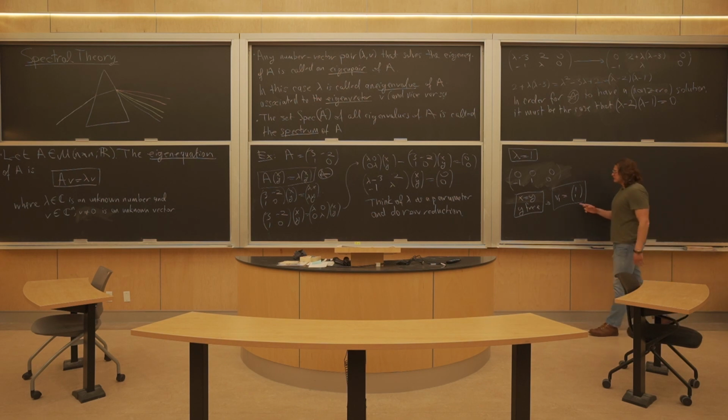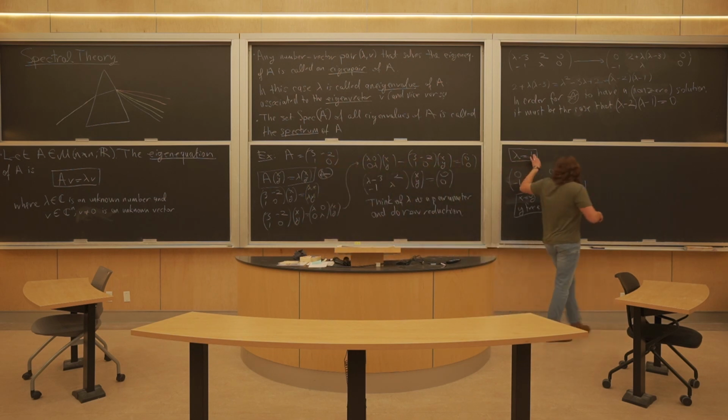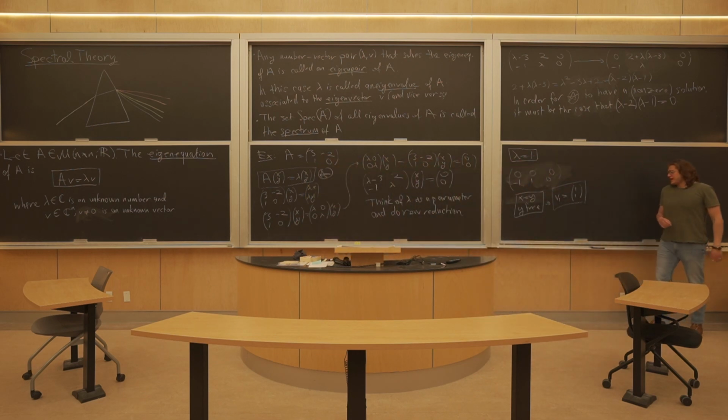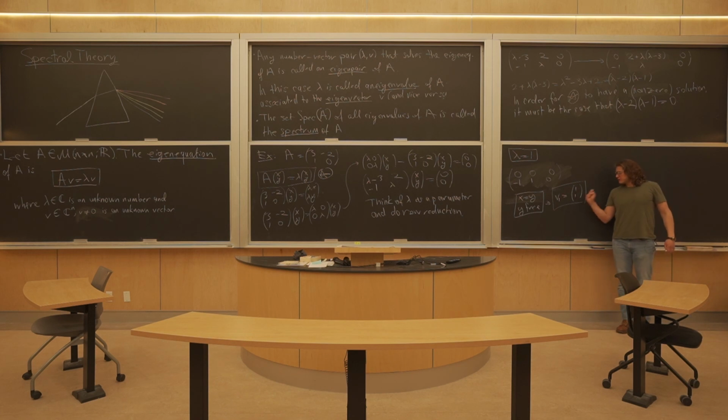Now, all this really tells you that 1 together with 1, 1 is an eigenpair. It's a solution to the eigenequation. In other words, 1 is an eigenvalue for A. v1, which is 1, 1, is an eigenvector of A associated to the eigenvalue 1. Okay? So let's check it.